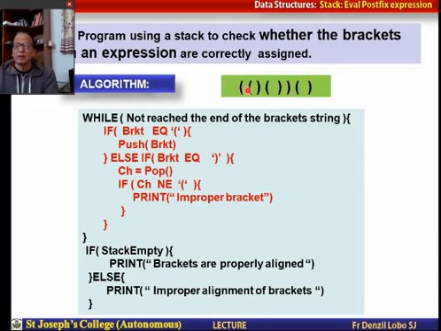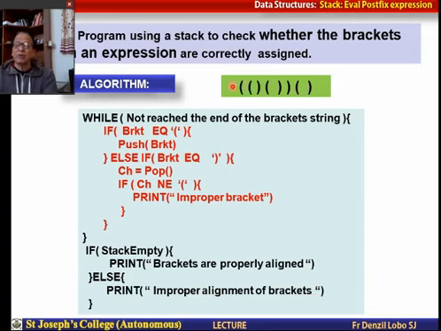For example, here 1, 2, this is okay. Then 1, 2, okay. Then this is okay. Then 1, 2. So these are properly indented brackets. So we have to find out, therefore, using a stack, we shall analyze the given set of brackets, whether they are properly placed or there is improper alignment of brackets.